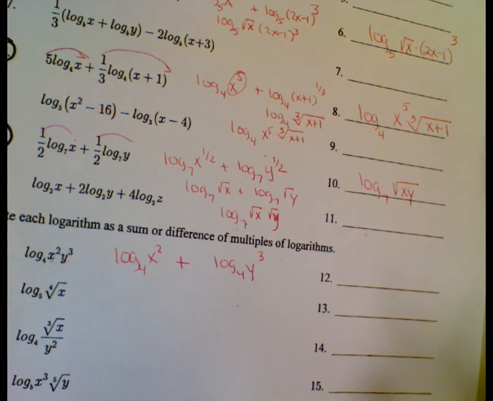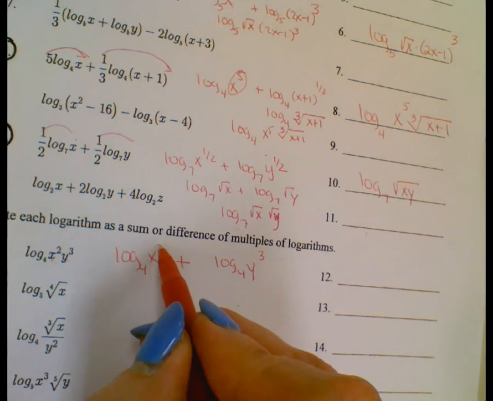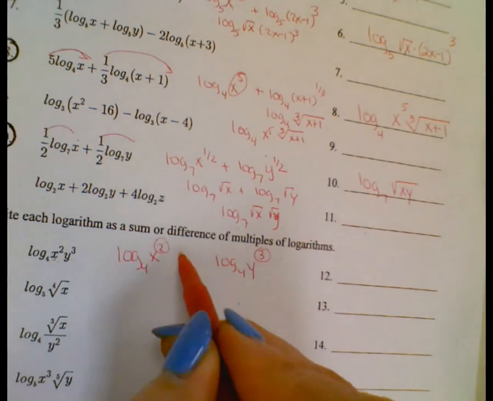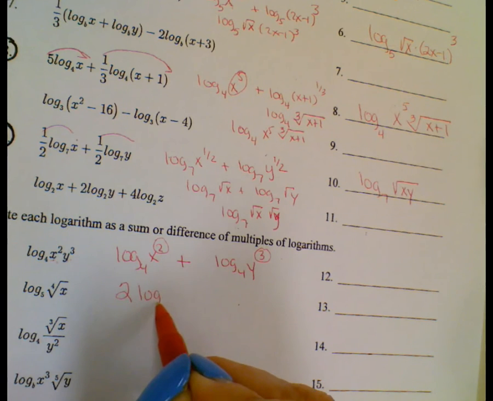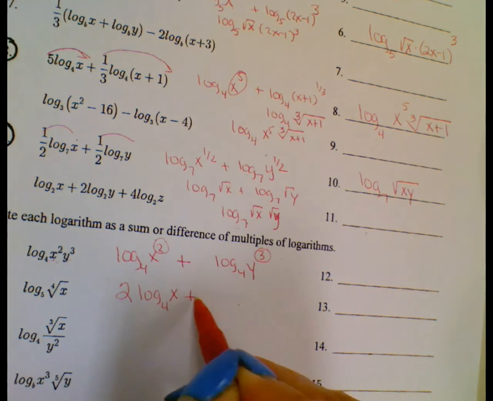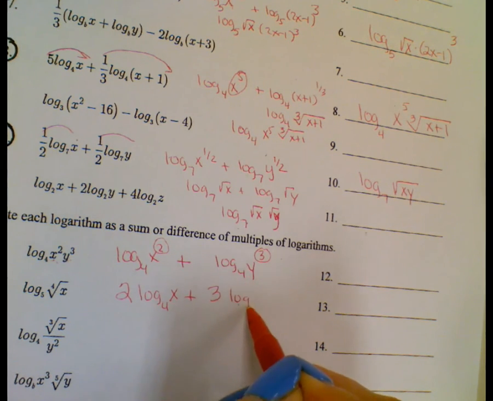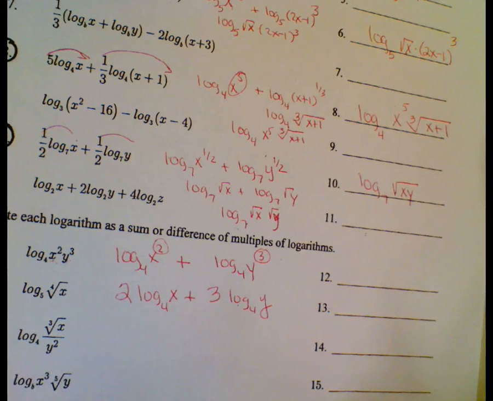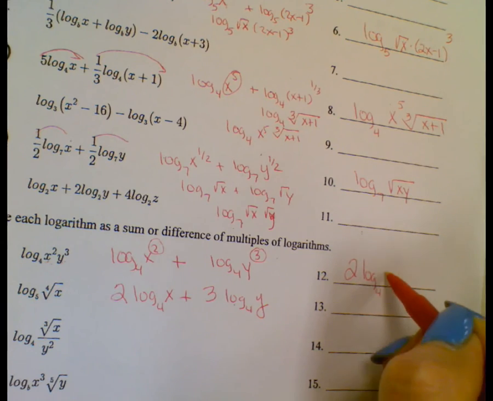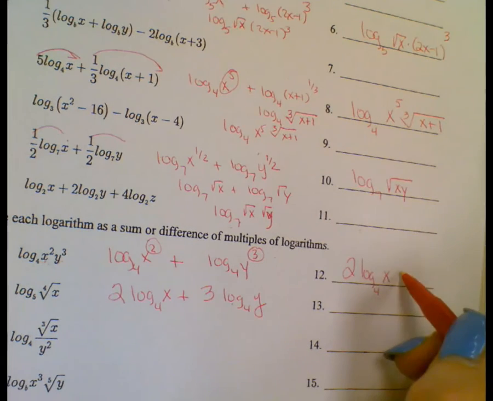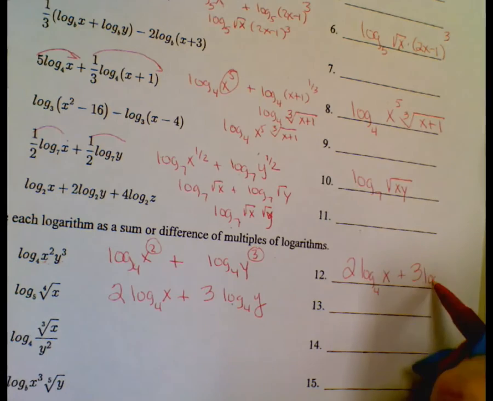This would be a good answer, except when you have logs, they like exponents to be the big factors out front. So this would be 2 log base 4 of x plus 3 log base 4 of y. So I'm going to write that over here. Big 2 log base 4 x, make sure the 4 is hanging low, plus big 3 log base 4 of y.